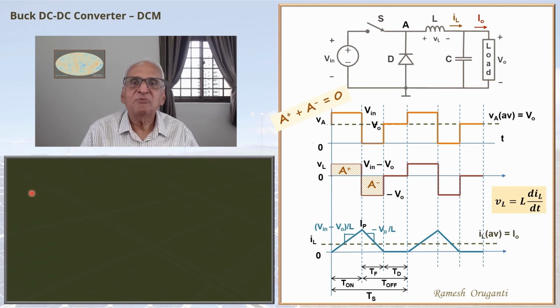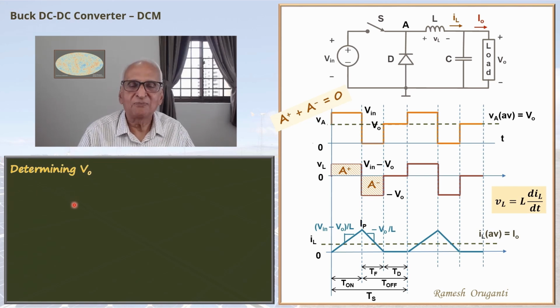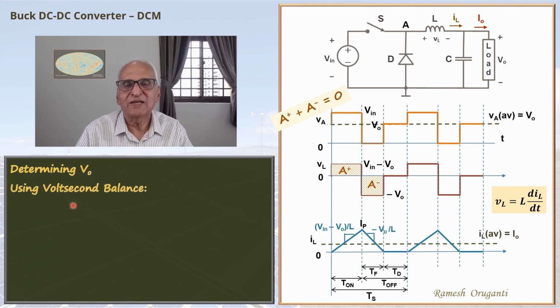Next, we will derive an equation for the output voltage under discontinuous conduction mode. One way we can do it is to use volt-second balance. That's how we did it in the case of CCM operation. When we apply volt-second balance to the inductor, integral from 0 to Ts of VL dt is 0. This is true of any converter under steady state. In fact, this will be true for any circuit under steady state.